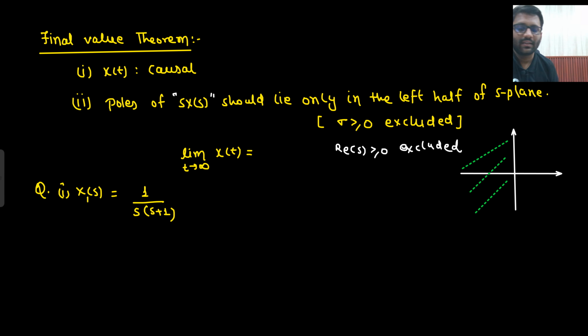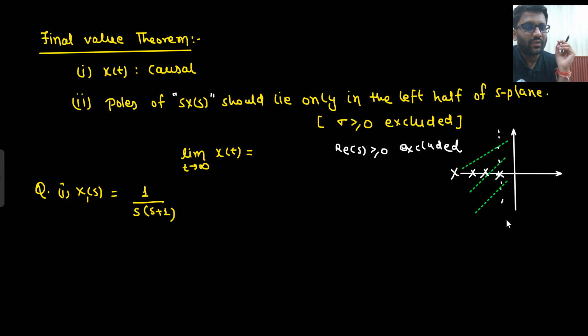And what do you understand by that? For a causal signal, if all the poles are lying in the left half of s plane, then what will be its ROC? Right to the rightmost pole. That means ROC will surely include the j omega axis. What does that mean? That your x of t will be absolutely integrable. So basically the condition is x of t should be absolutely integrable. Then only you can find it. But there is a catch.